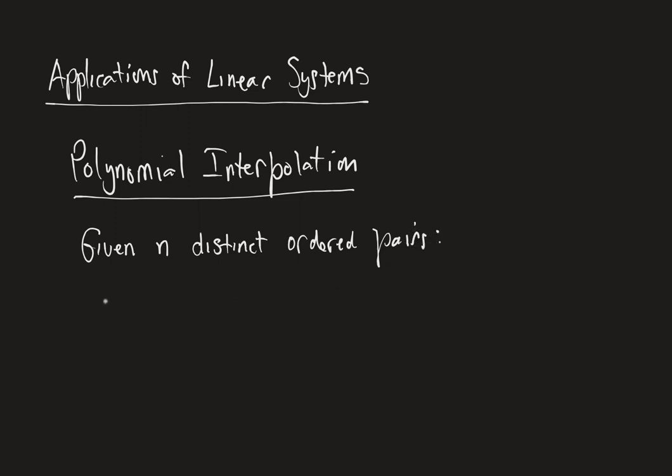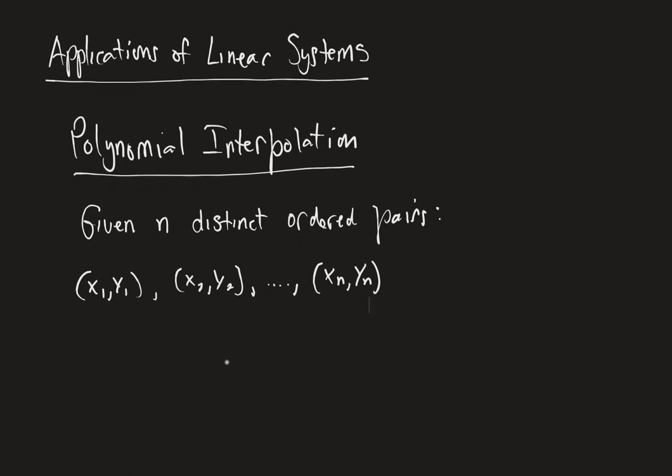So what does that mean? You have an (x1, y1), and then an (x2, y2), and so on. You have then (xn, yn) as your nth ordered pair. Distinct means that you've taken out all the duplicates. So you're not going to have, like, (1, 2) and (1, 2) again. They're all going to be different ordered pairs. And so that's what we're given.